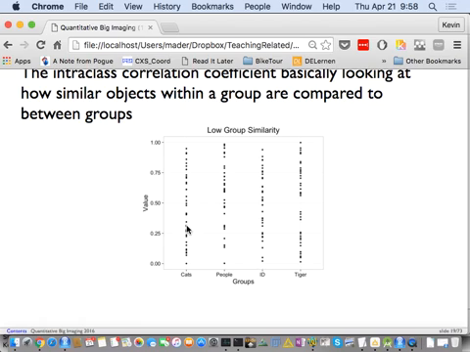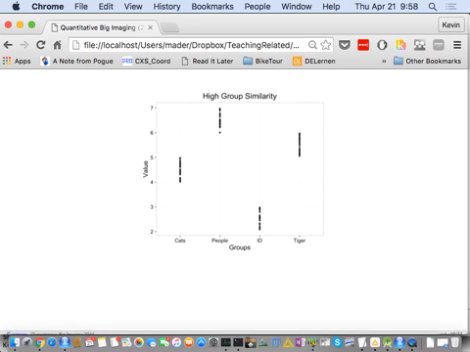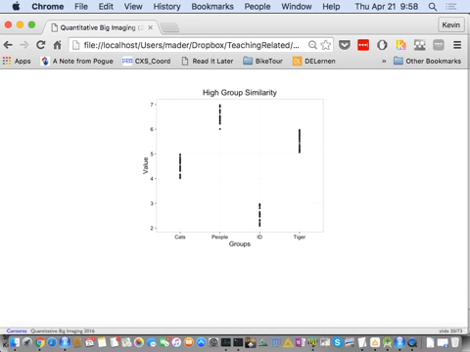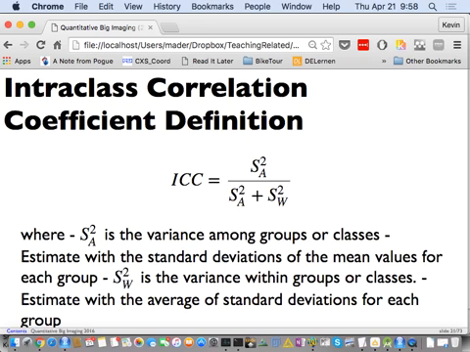This would be an example with low group similarity. The values here are between 0 and 1 for all 4 of the groups, so there's not really a huge amount of differentiation between cats and people in this case. Something with high group similarity would look more like this. You have these 4 different groups, and you see that the values cluster together, and that's something that you then want to show.